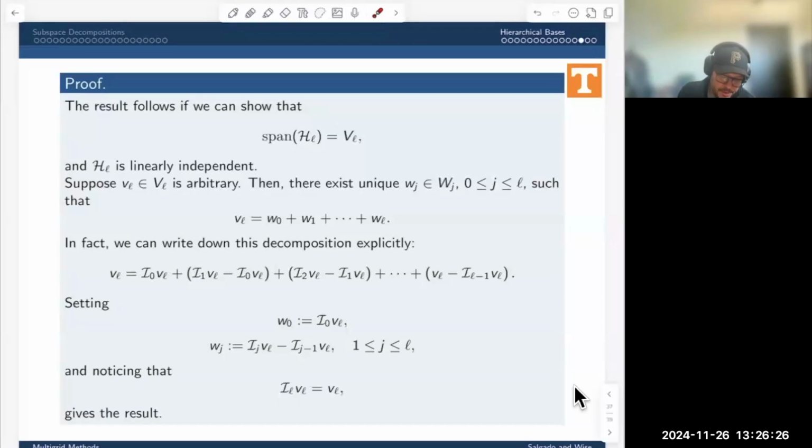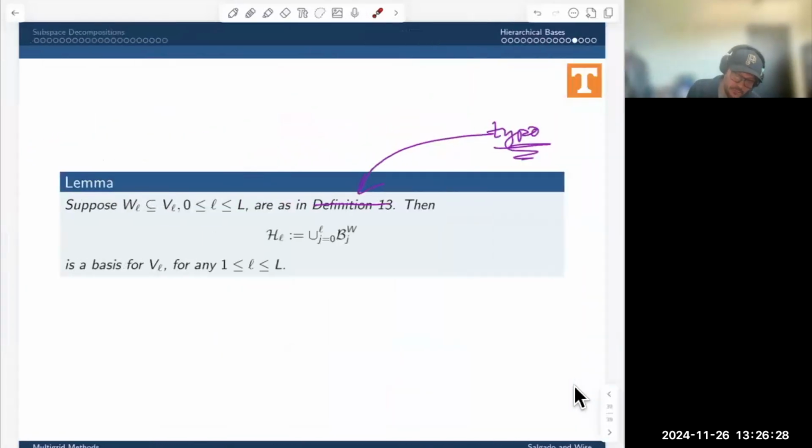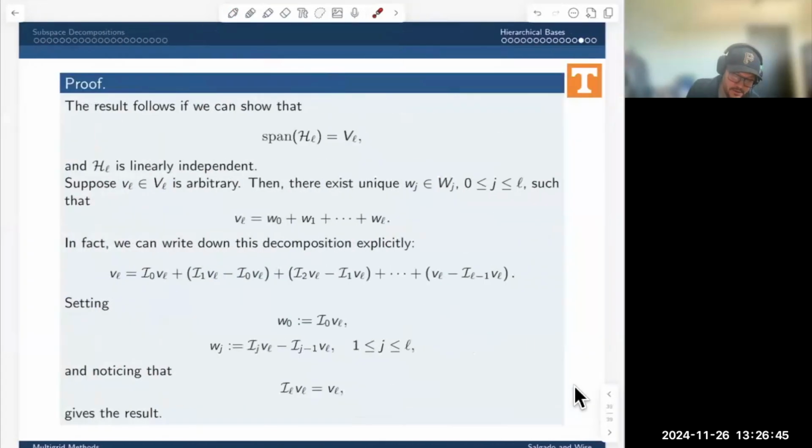Actually, we're not really asked to show that it's equivalent, but we know that it's equivalent to the old basis BLV, or at least it's an alternative basis. So all we're really asked to do is show that it's a bona fide basis for VL. So we have to show that this is linearly independent, and we have to show that it spans the space. Okay, so how do we do this?